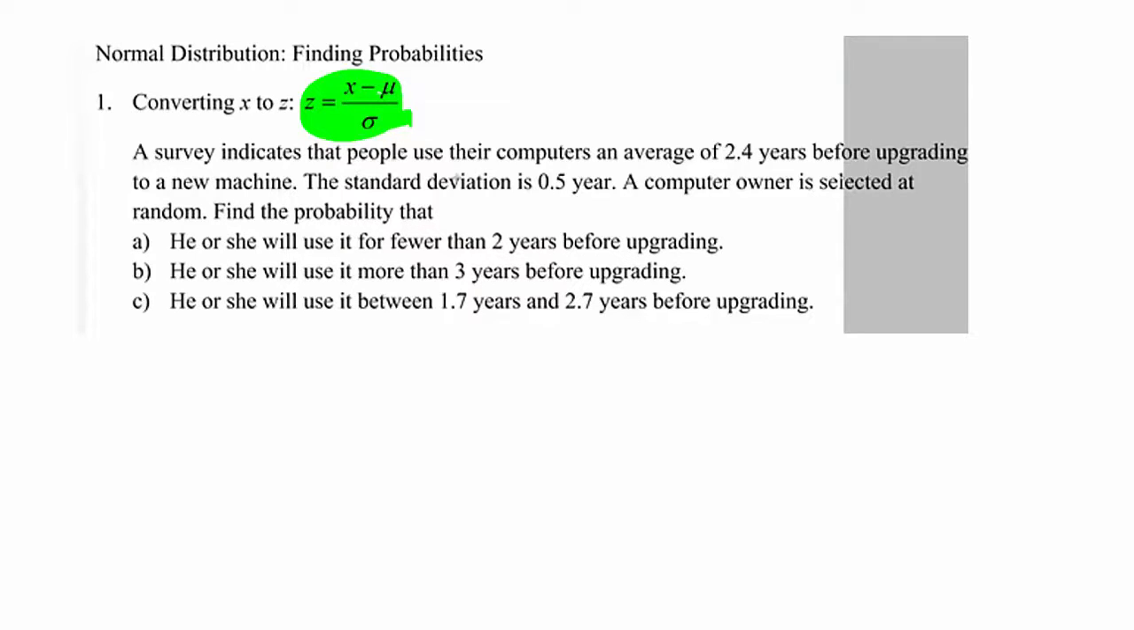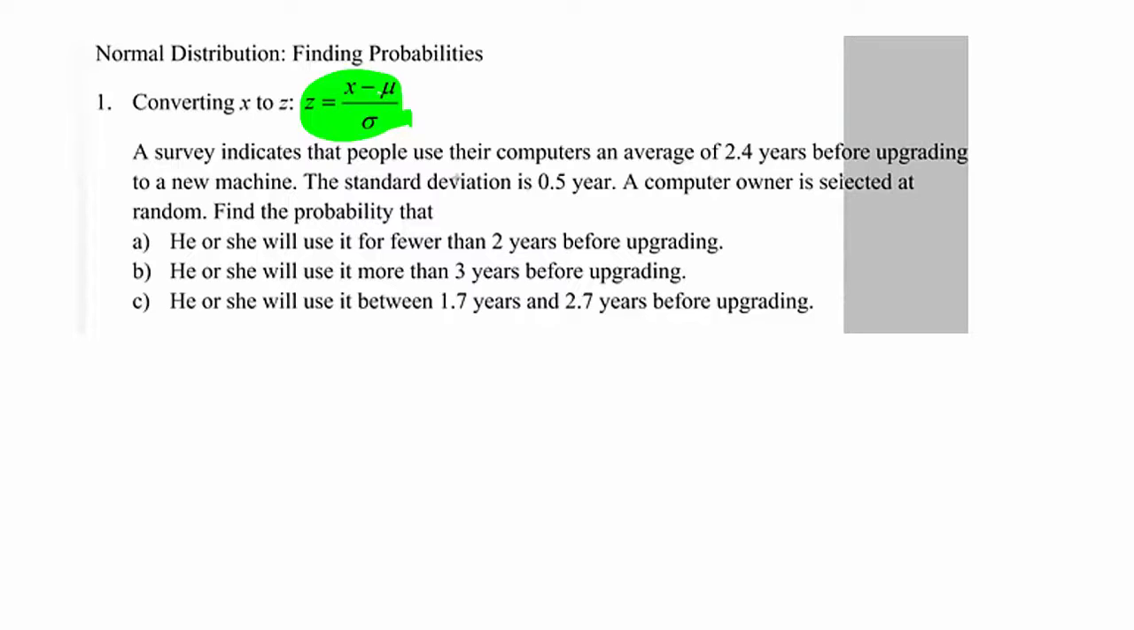Okay, then look at this example here. A survey indicates that people use their computers on average of 2.4 years before upgrading to a new machine. The standard deviation is 0.5 year. A computer owner is selected at random. Find the probability that A here, he or she will use it for fewer than 2 years before upgrading.